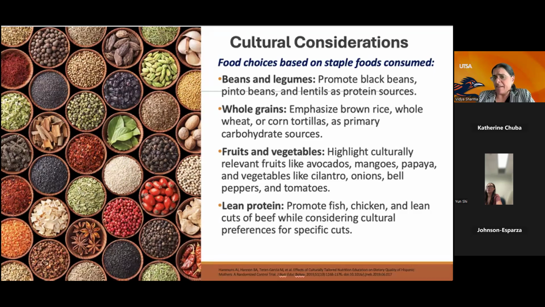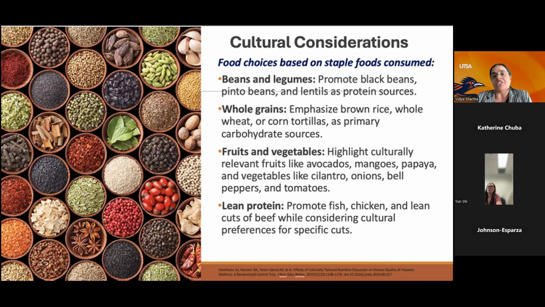Whole grains, again, brown rice doesn't always work. I myself have challenges getting used to brown rice because it doesn't chew or taste the same way as white. But maybe if somebody is eating a lot of tacos or things like that, we can have them swap their refined grain or flour tortilla with maybe whole wheat or corn tortillas. That's probably a better choice.